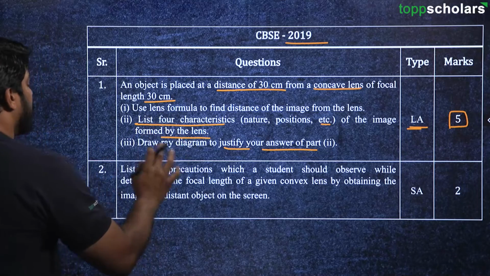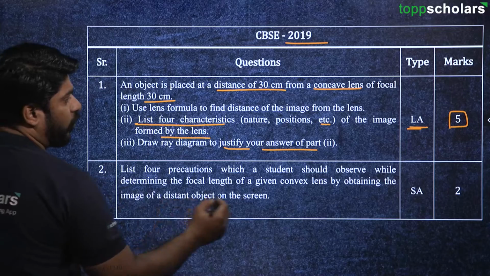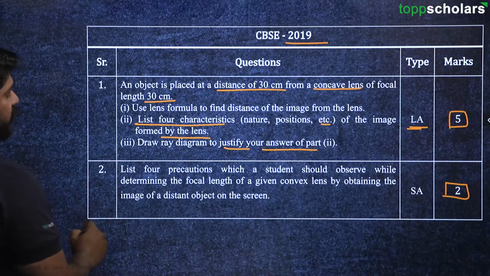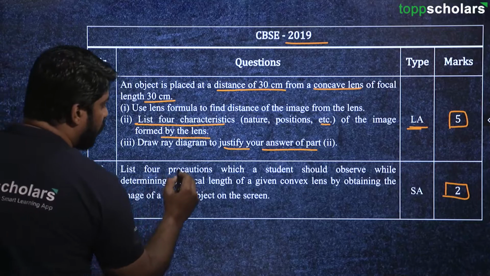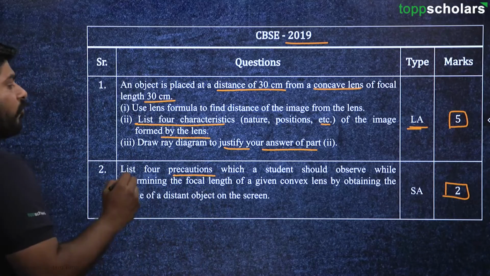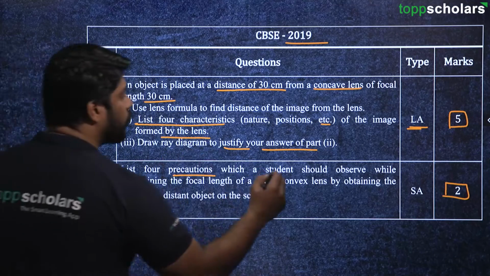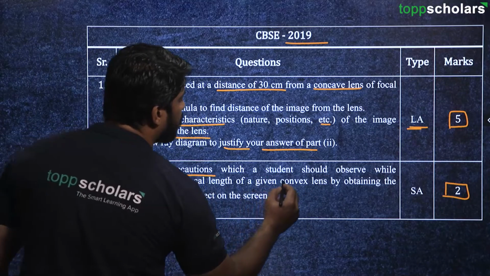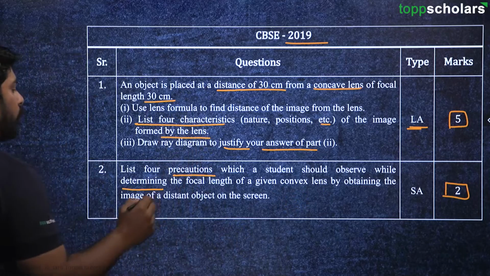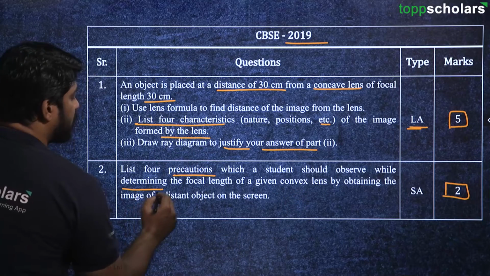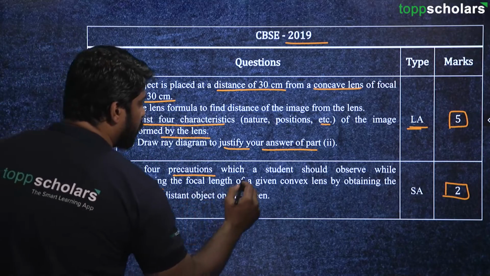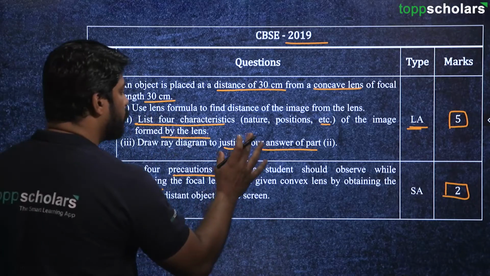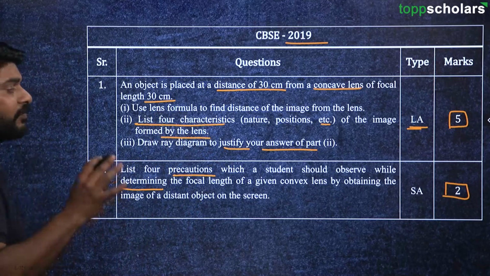Okay, second question over here is for 2 marks, as you can see here. So it's a short answer question. List 4 precautions which a student should observe while determining the focal length of a given convex lens by obtaining the image of the distant object on the screen. So here we have to just list out some precautions that we have to take.